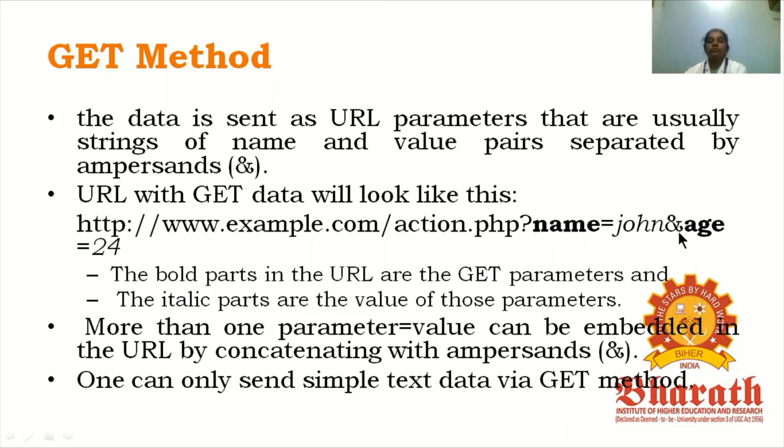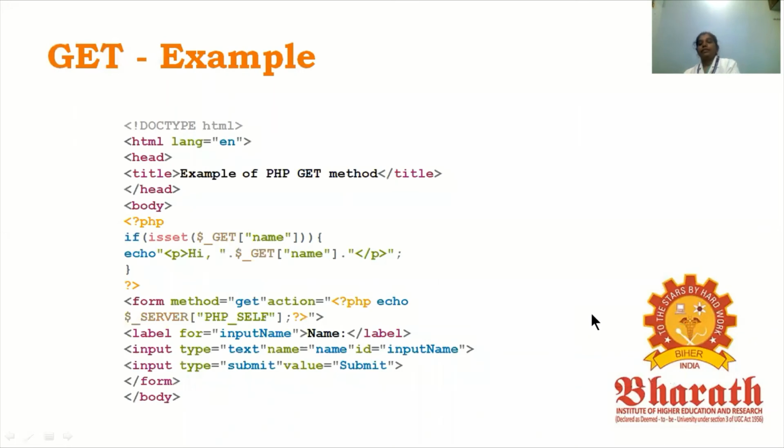Actually, see the symbol that concatenates these two parameters. The bold part of the URL are the GET parameters, and the italic part are the values of the parameters. Okay, this is the GET parameter, right? See the example. What is the output when you execute this code?